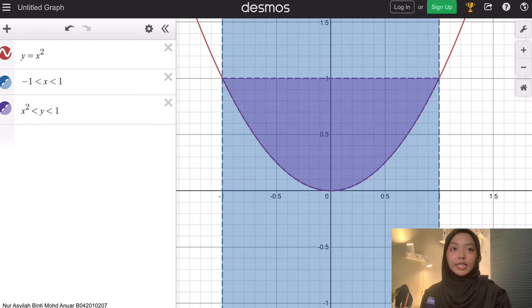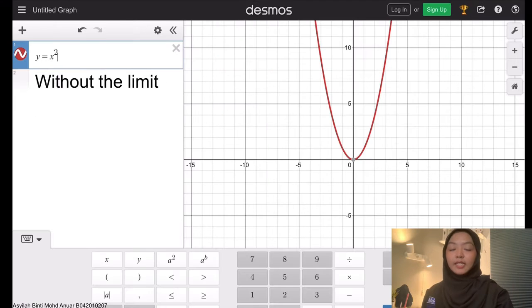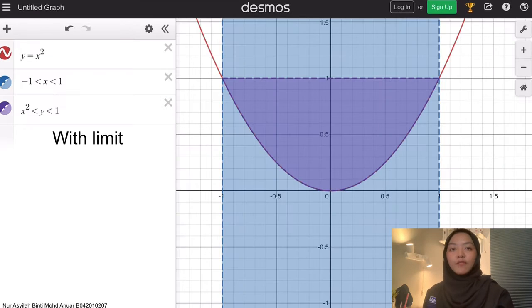So as you can see, this is the result. Before we inserted the information from the second and the third box, it's hard to indicate the region that we search. But after we added this information, we can clearly see the shaded region in purple is the area that we want to be calculated.